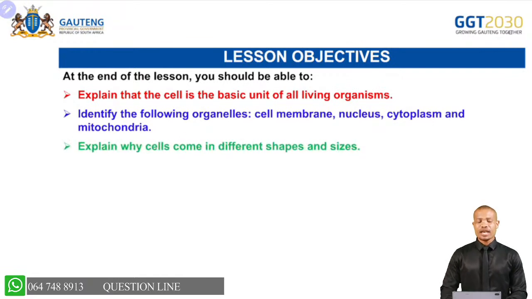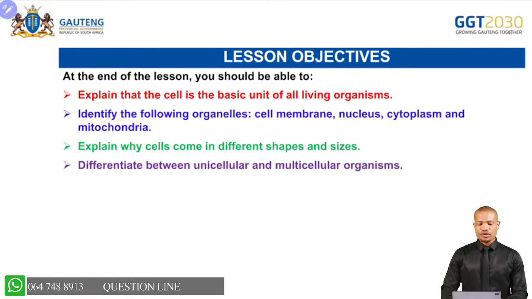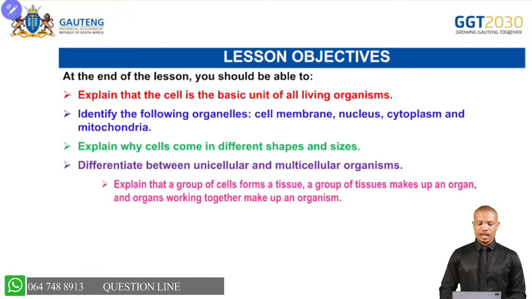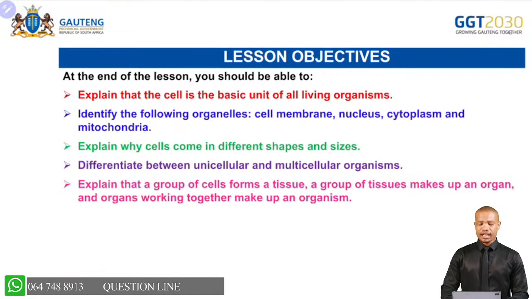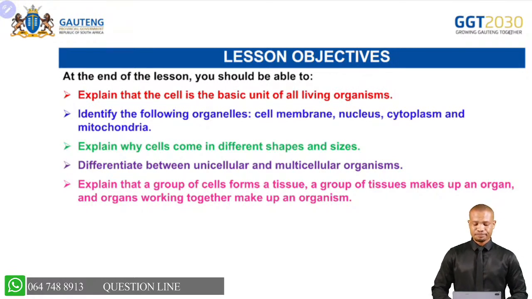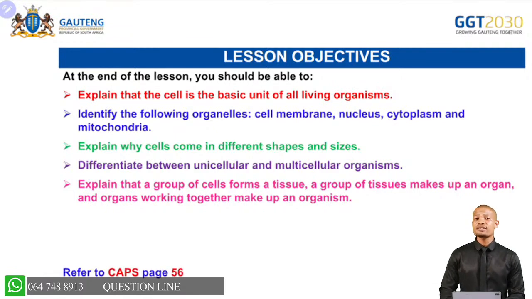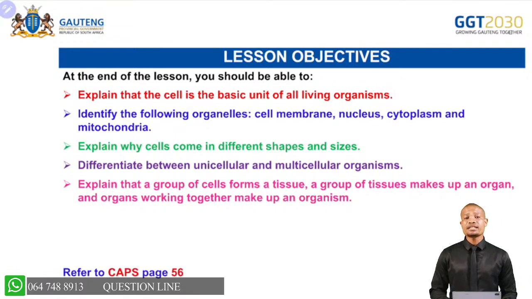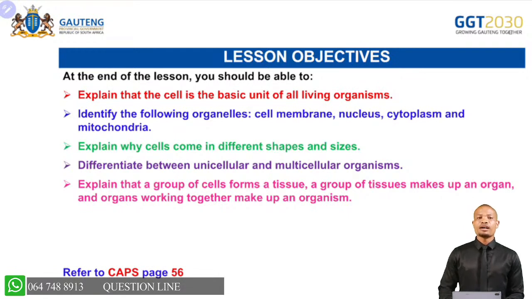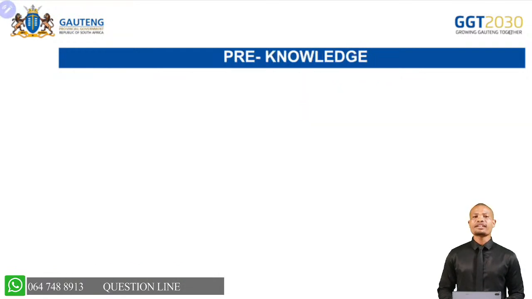You should also be able to explain why cells come in different shapes and sizes. And you should also be able to differentiate between unicellular and multicellular organisms. And you should be able to explain that a group of cells forms a tissue, a group of tissues makes an organ, and organs working together make a system. They make an organism. Now, for more information on this, you can refer to the grade 9 CAPS document on page 56. Let's begin.